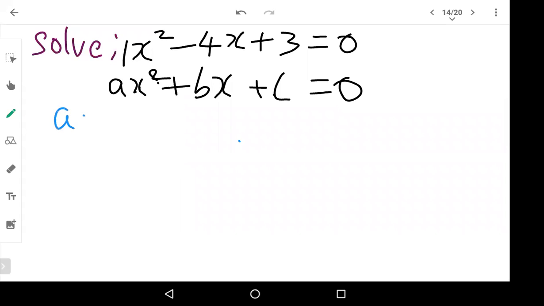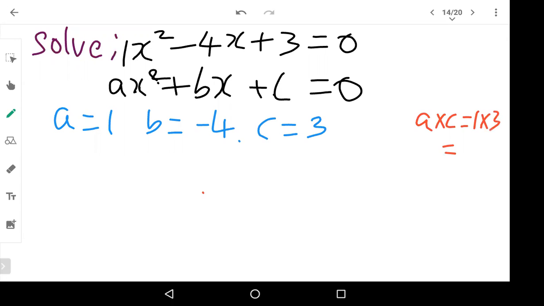A is equal to 1, B is equal to -4, C is equal to 3. Okay, so these are the values that we get. Now multiply A into C, which is nothing but 1 into 3 is 3. Now you should find factors in such a way that the addition or subtraction of the numbers should give you the value of B. Since 3 is a prime number, it is divisible only by 1 or the number itself. So these are the only two options I get to do the factorization.